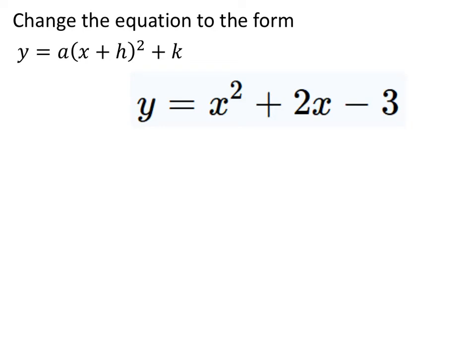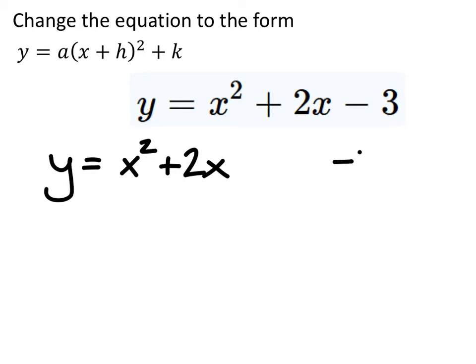So we need to change this equation into vertex form, which we will. But let's separate things just so we have it nice and neat. So I've got that x squared plus the 2x, but I want to separate that minus 3, so that I can complete the square. Which means I'm really just focusing on this portion of the equation.